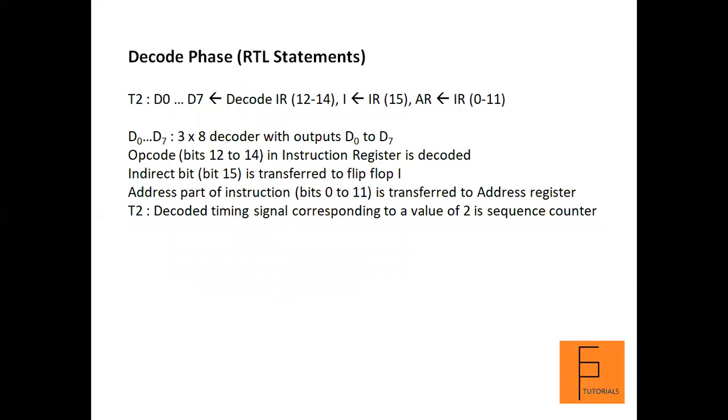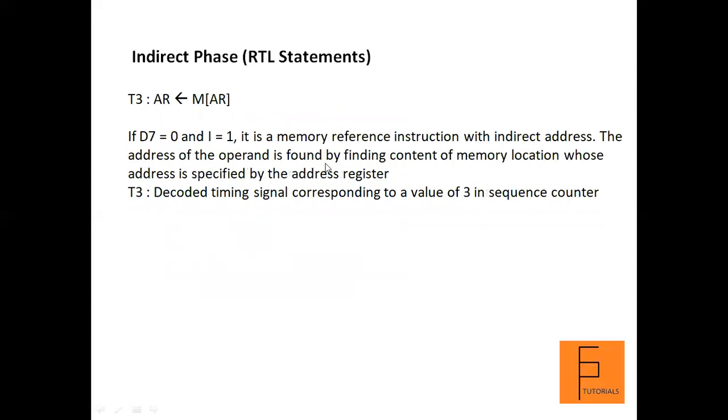So remember, the effective address refers to the address in memory of the operand. So that is how the indirect phase works. Remember, the indirect phase is an optional phase and it is executed only if you have an indirect address instruction. If the flip-flop I bit is set to 1, it denotes that it is an indirect address instruction, and if that happens to be the case, then this indirect phase is executed.